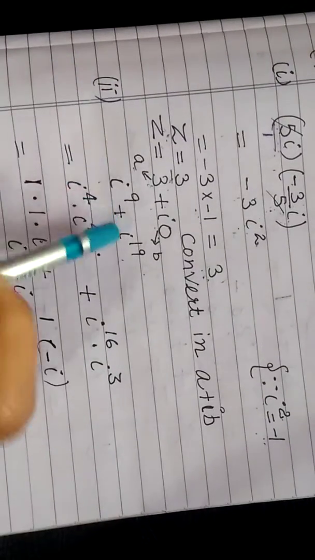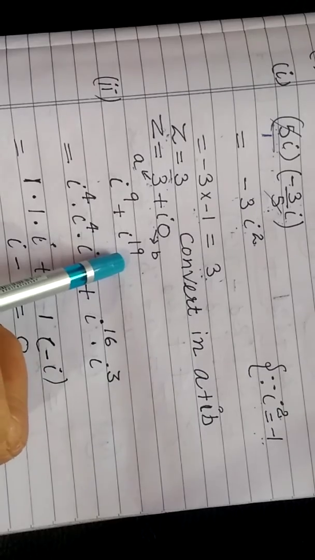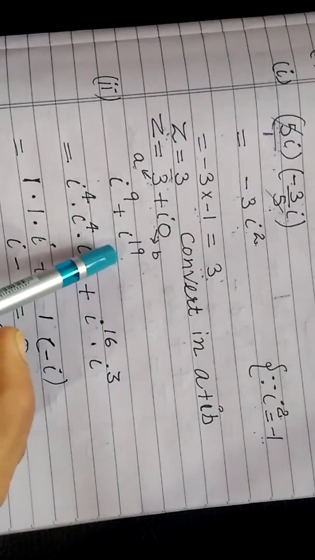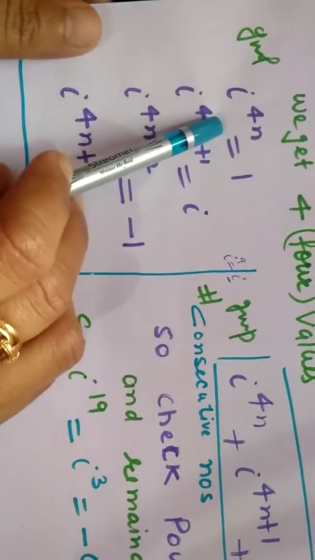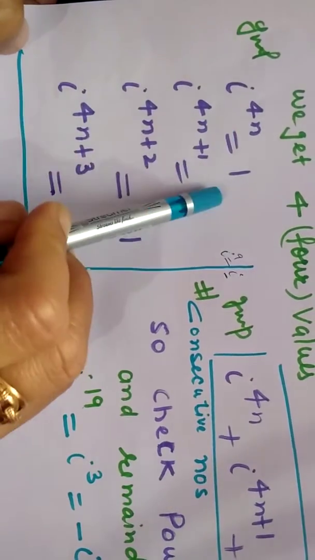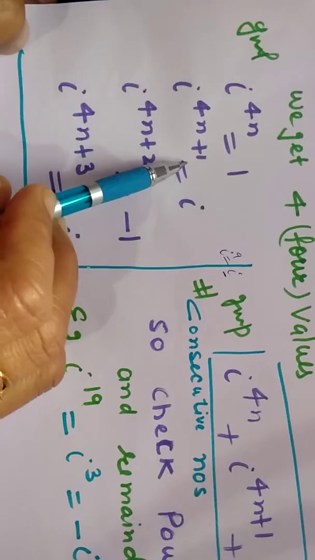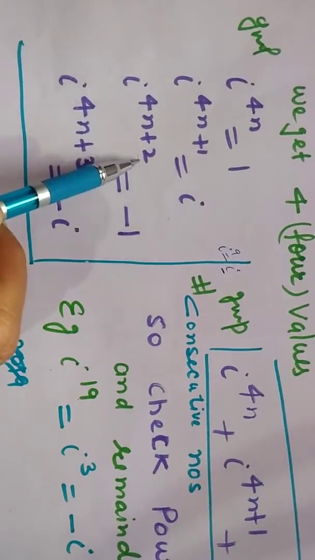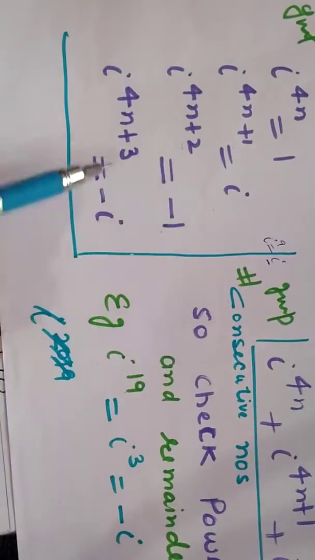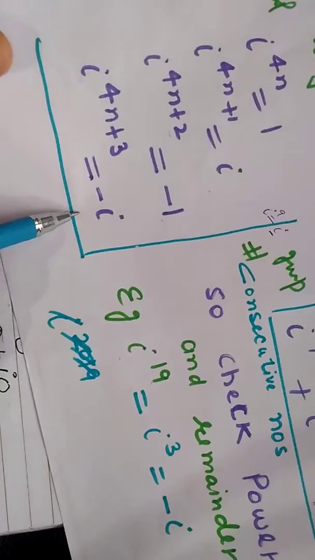So next question is iota raised to power 9 plus iota raised to power 19. As in the previous class, we have discussed something about the power. As you can see, the multiple of 4 will give me result 1, and multiple of 4 with remainder 1 will give me iota, and multiple of 4 with remainder 2 will give me minus 1, with remainder 3 will give me result minus iota. So we will use these results in these questions.